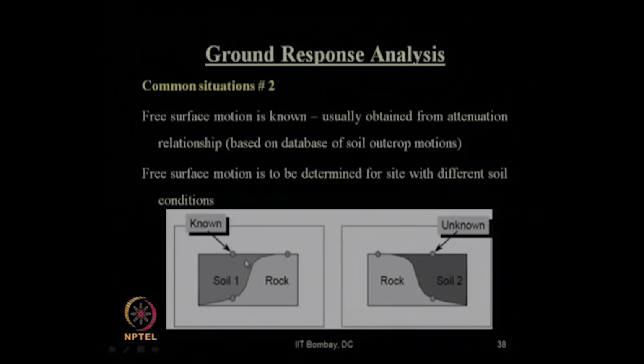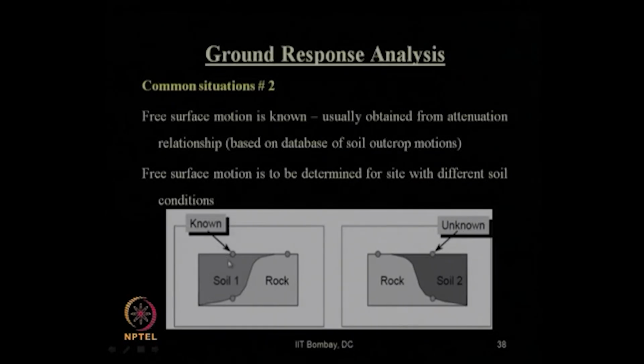Let us say the problem in this case is that at one soil site it is known, we do not know the rock outcropping motion, we do not know the bedrock motion, and there is another soil site number 2 in close vicinity, a nearby distance within a few kilometers even, but that value of soil outcrop motion or the free surface motion is unknown. So, for that site we need to obtain it.